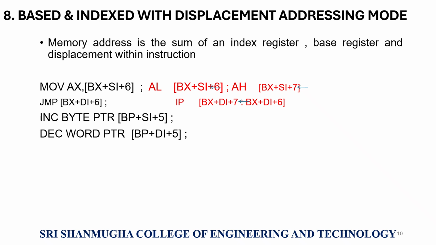To calculate the offset address of the data, you have to add the content of the BX register, the SI register, plus the physical value of 6. Combined, these form the offset address, and this offset address is added to the base address of the data segment. Now the 20-bit physical address is generated, and from it the data will be copied to AX. This is called based and indexed with displacement.